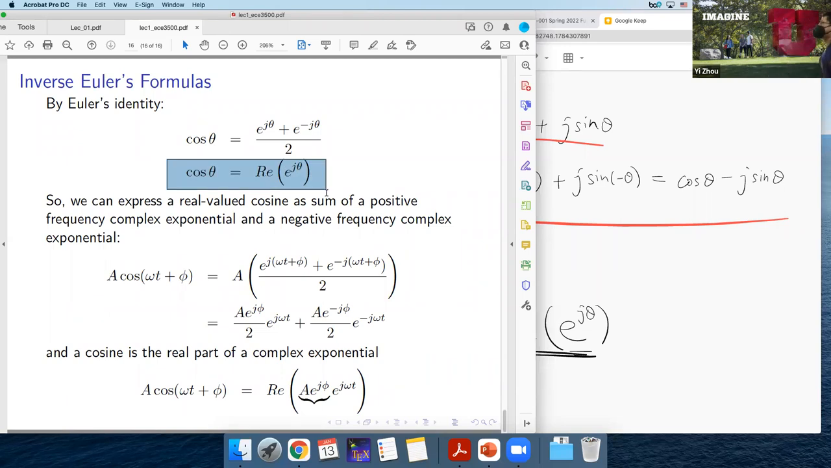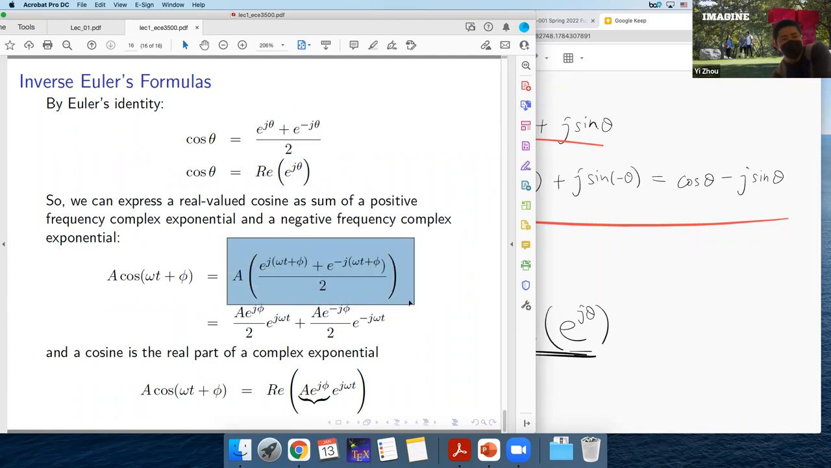You will see this a lot, in particular, if you take the communication courses. So these two are equivalent expressions for cosine θ. Basically, if we look at a cosine wave, we can use the first formula to equivalently write it in terms of complex exponential signals. And also by using the second formula, we can express a cosine wave as the real part of this complex exponential signal.